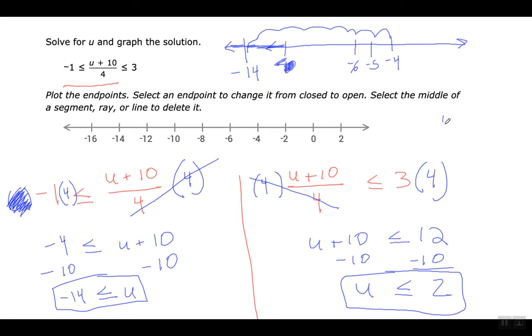The combined answer would be this. U is less than or equal to 2. Again, I'm putting the bigger number on the right and the smaller number on the left.